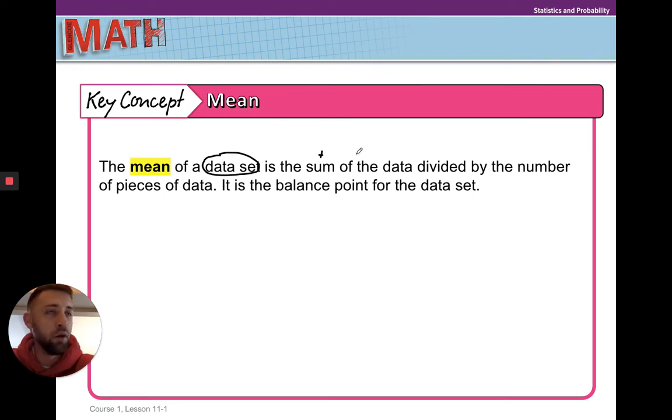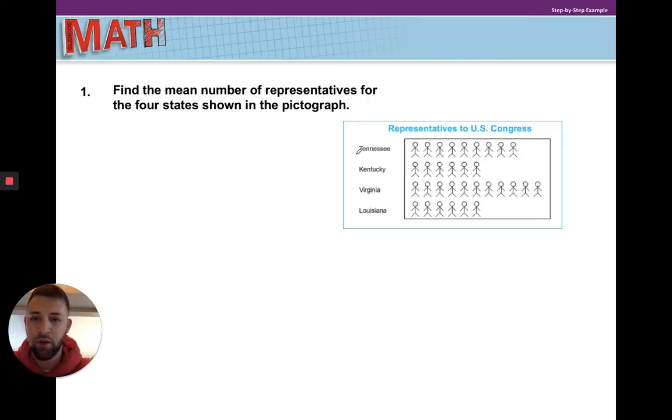I would post your average test scores on the board. So for first hour, maybe your average was an 87%, and third hour was an 84%, whatever it was. That's all of your test scores added up and then divided by how many people we had in class. That's kind of how that works. They're going to show us how to do some here.